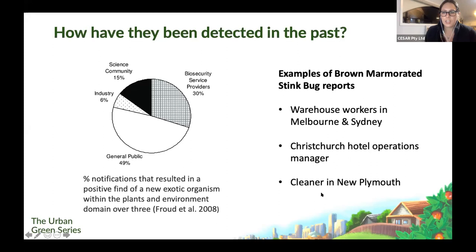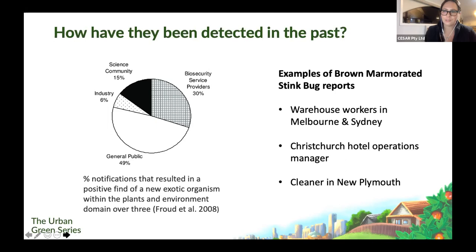And a cleaner in New Zealand was cleaning a house and found a strange looking bug and reported that to the authorities. And it just so happened that the owners of that house had recently hosted some friends from New York who had come over, and obviously this bug had found that their luggage was a nice place to hide out and woken up in a completely different country.